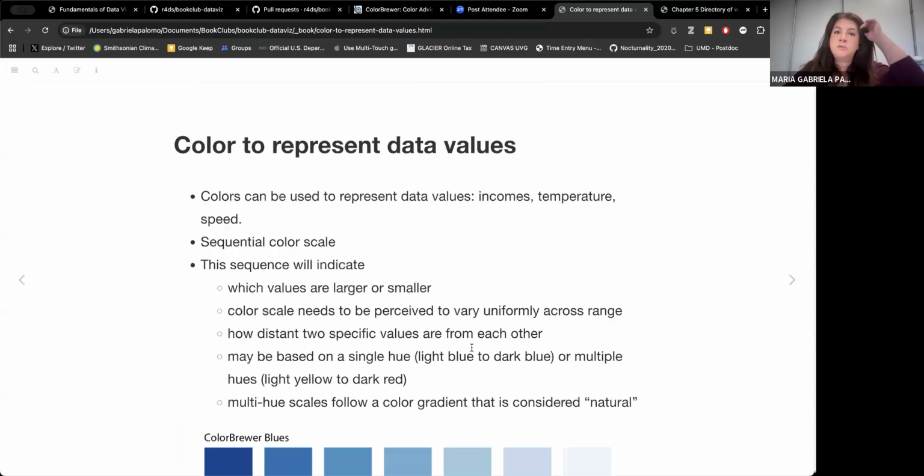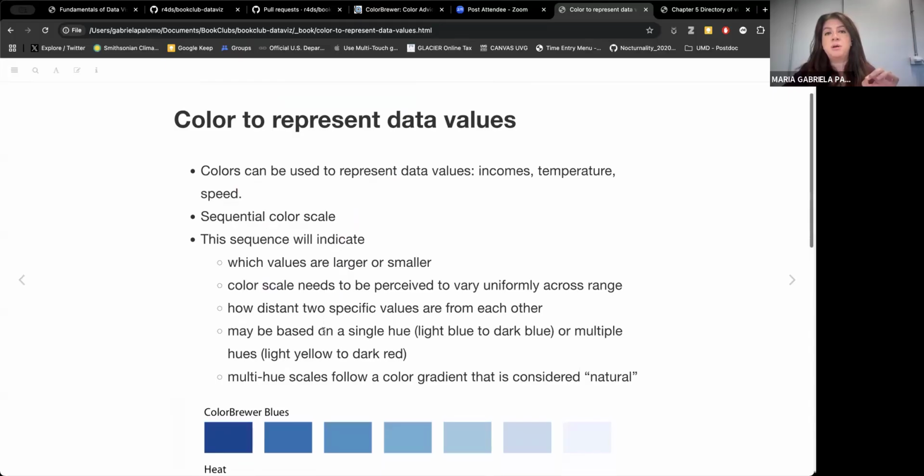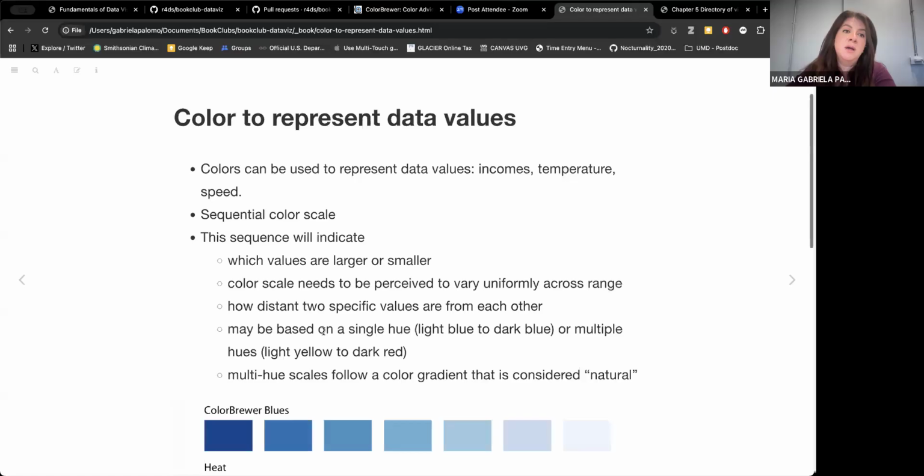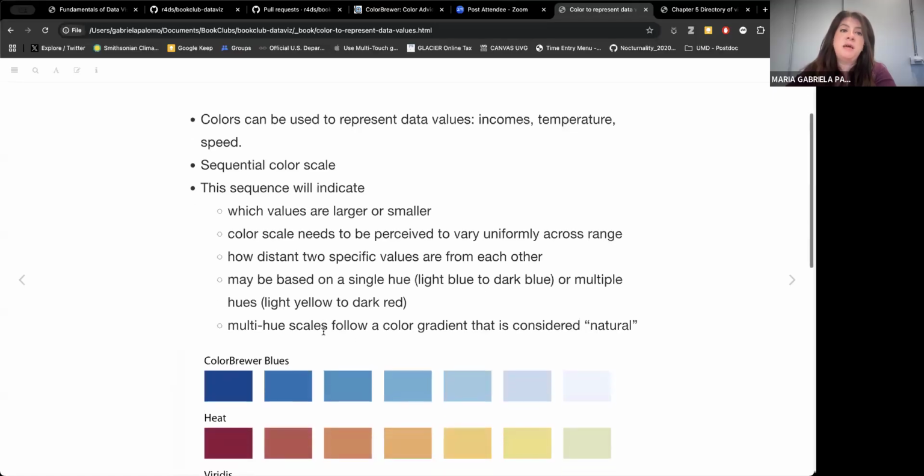We can also use color to represent data values. In this case, color is used to represent, for example, incomes, temperature, or speed, and you can sort of bin them into categories to represent values from 0 to 5, 0 to 10, or something like that. Then each category represents that bin. These are called sequential color scales.